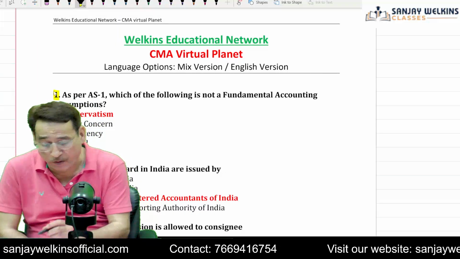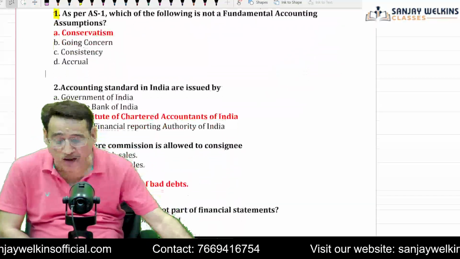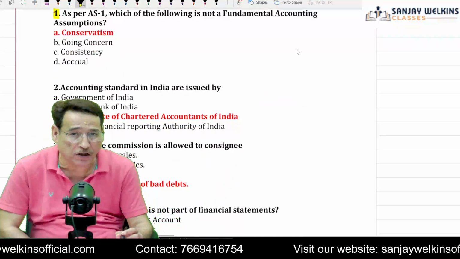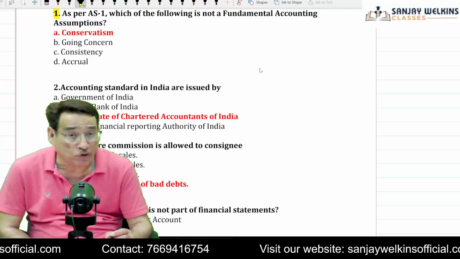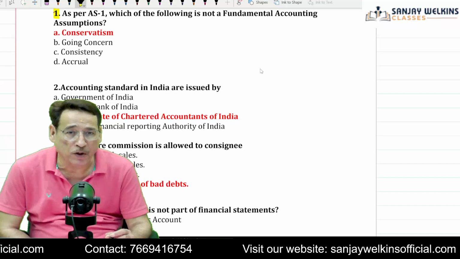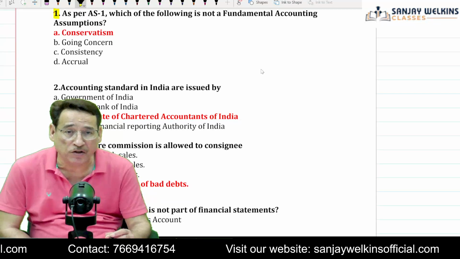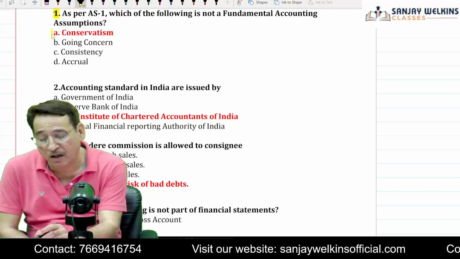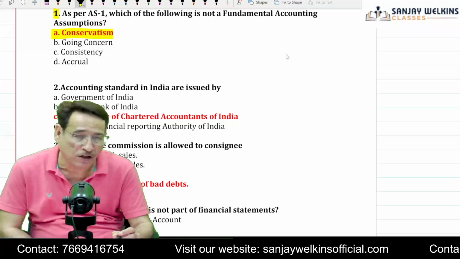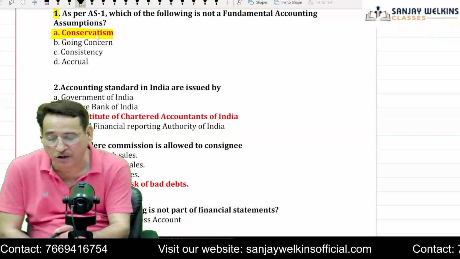This is your question number one. It's pretty easy actually. As per AS1, which of the following is not a fundamental accounting assumption? You have already done it. Accounting Standard AS1 deals with disclosure of accounting policy. You know what exactly the fundamental accounting assumptions are: going concern, consistency, and accrual. So in this case, the question is asking which one is not a fundamental accounting assumption. So quite obviously, you are going to take a mark.